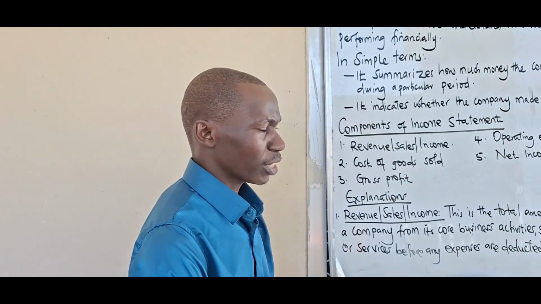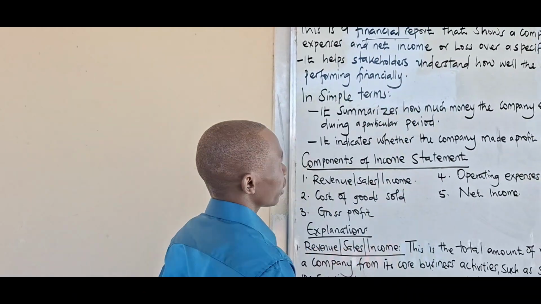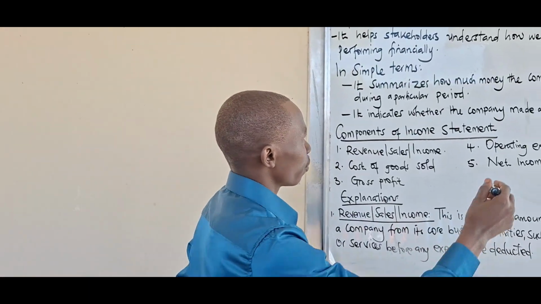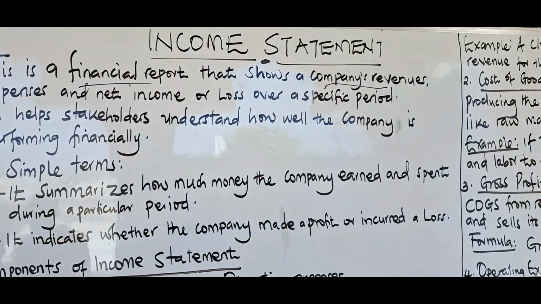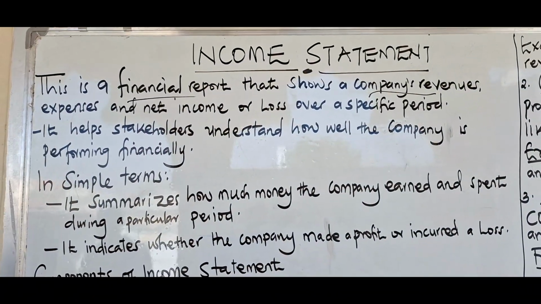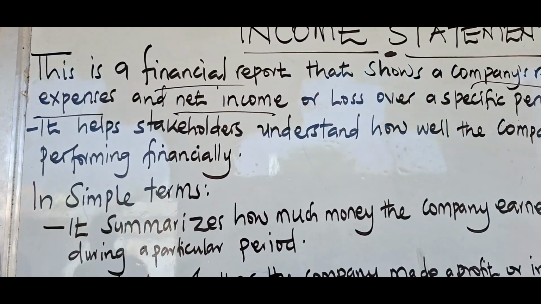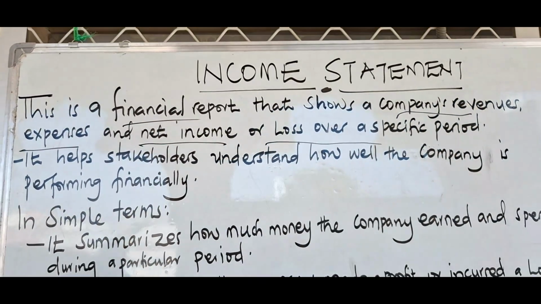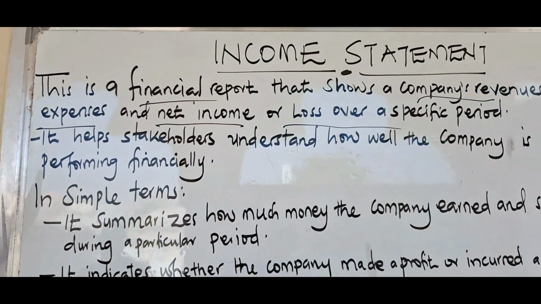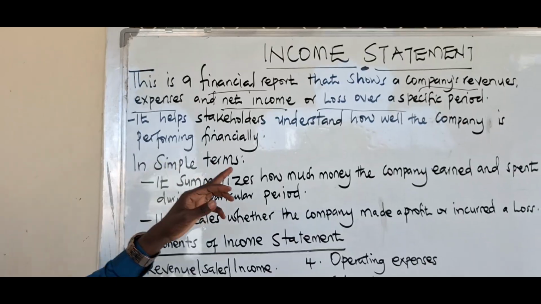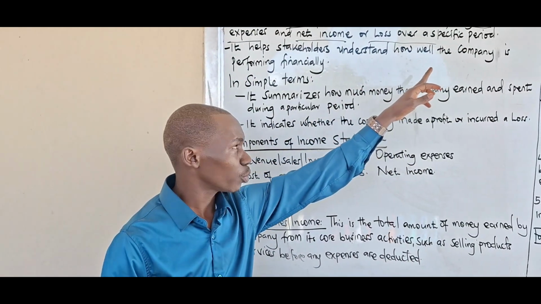When you look at this income statement, we are saying it is a financial report that shows a company's revenue. Basically, we are looking at what you are generating, maybe from selling your goods or your product. We shall look at expenses and net income. Some people may call it profit or loss over a specific period of time. As we are operating, selling goods, we generate revenue. Selling a service, we generate revenue.